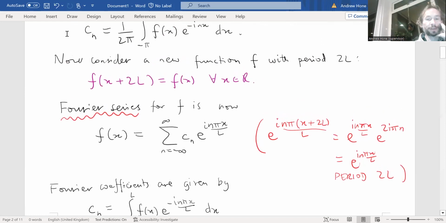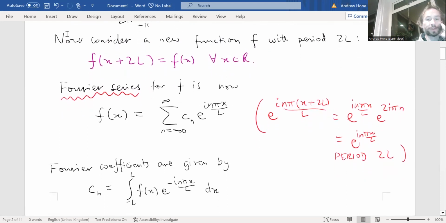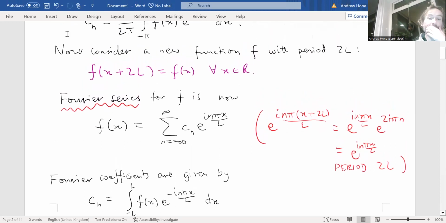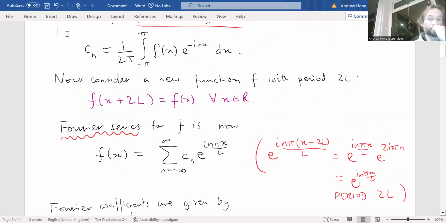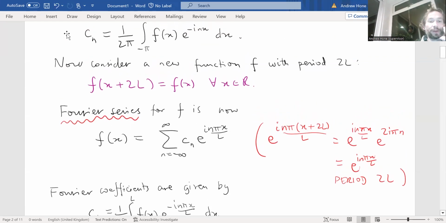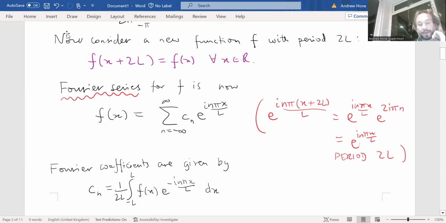Okay, and I've got to make sure that this gives the right answer for the coefficient. So if this is going to work, then if I integrate over minus L to L, I've got to put in a factor of 1/2L, whereas before we had 1/2 pi. So it's like 1 over the period is what appears in this integral here, if you scale it like this.